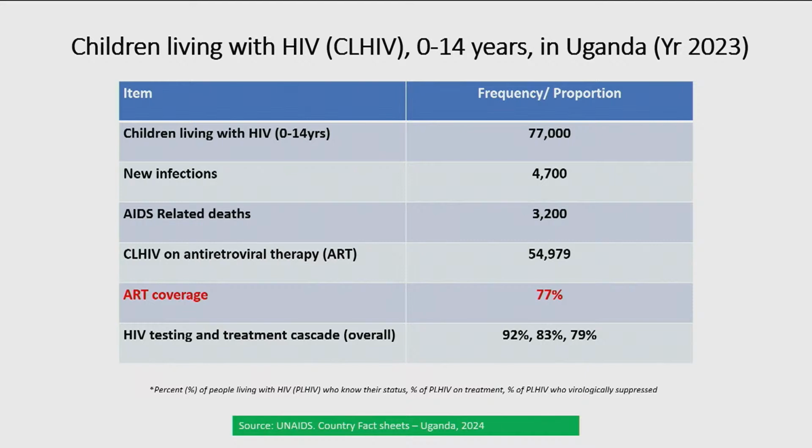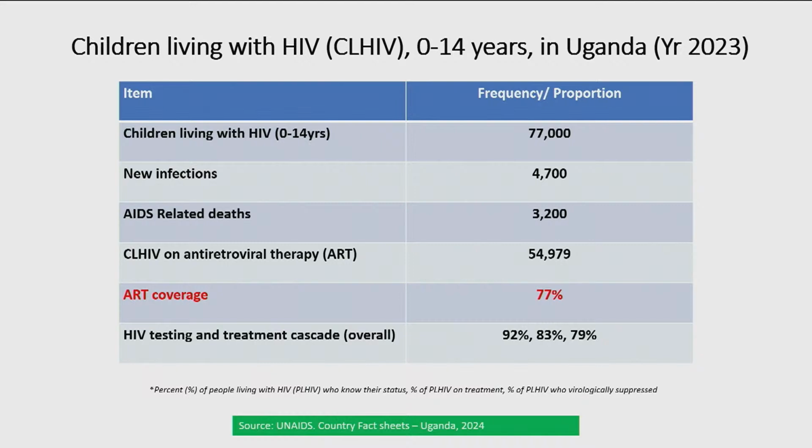So 77,000 children are living with HIV. The new infections last year were about 4,700. AIDS-related deaths were about 3,200, meaning again, like we saw on the global stage, more children acquiring HIV than dying from it. Then the children on ART are about 55,000. Now that ART coverage translates to 77%. I think for a long time, we've not gone over the 70% mark. So 77% is encouraging. We still need to find out how to cover the gap for the remaining ones.